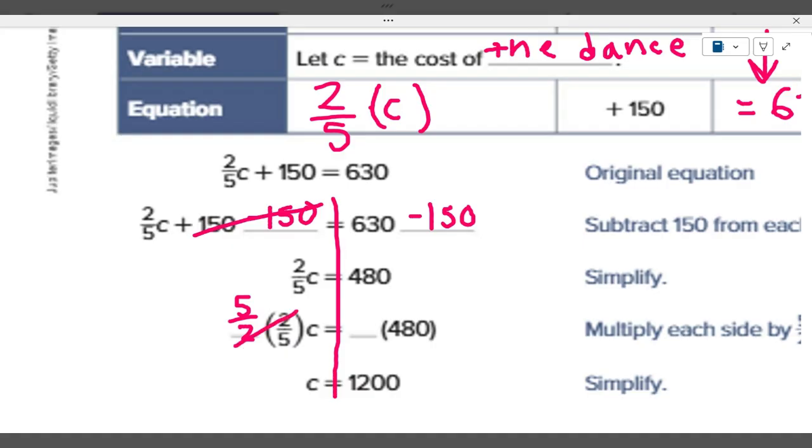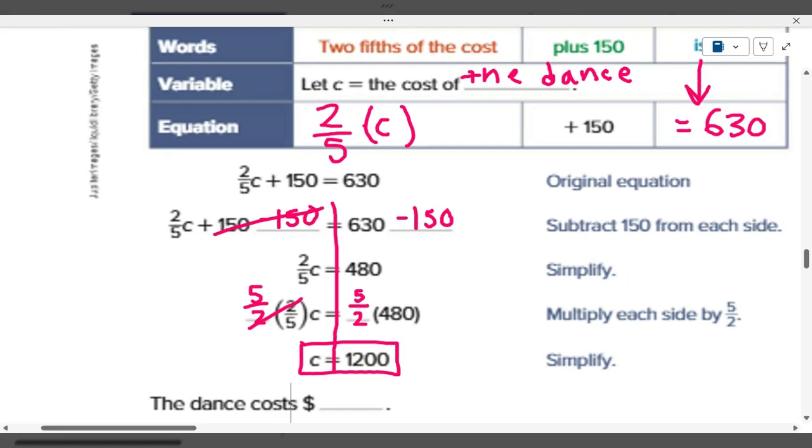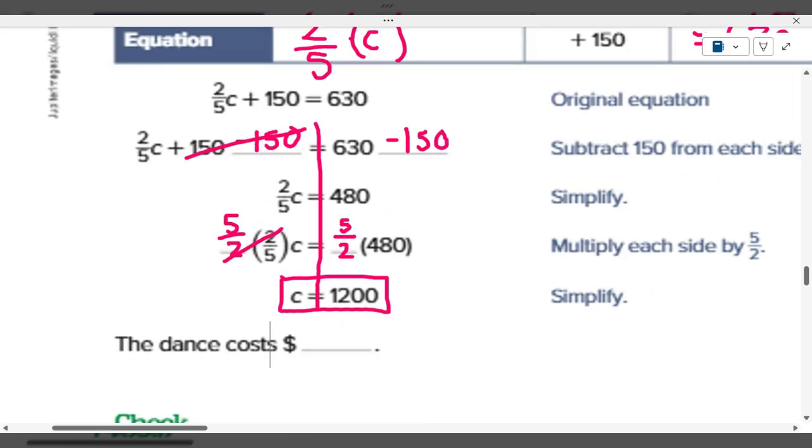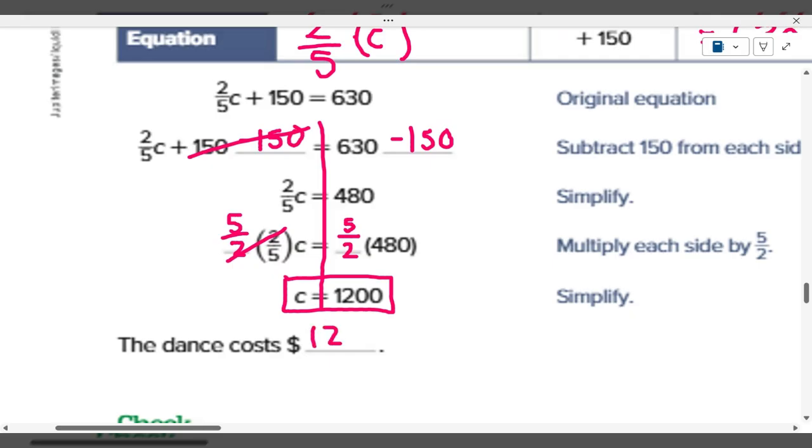But whatever we do to one side, we need to do to the other. So 5 halves times 480. Now, when you multiply that on a calculator, you can plug that in. And I'll show you in class if you don't know how to plug in a fraction into your calculators. But you'll plug in that fraction, multiply it by 480, and this is the answer that you will get. C is equal to 1,200. So that is the cost of the dance. 1,200.